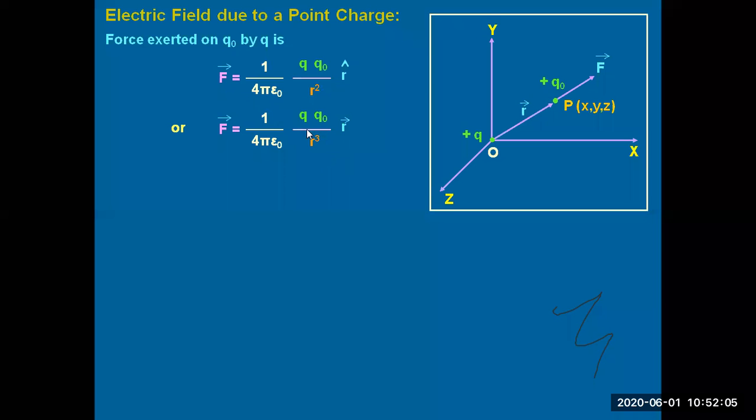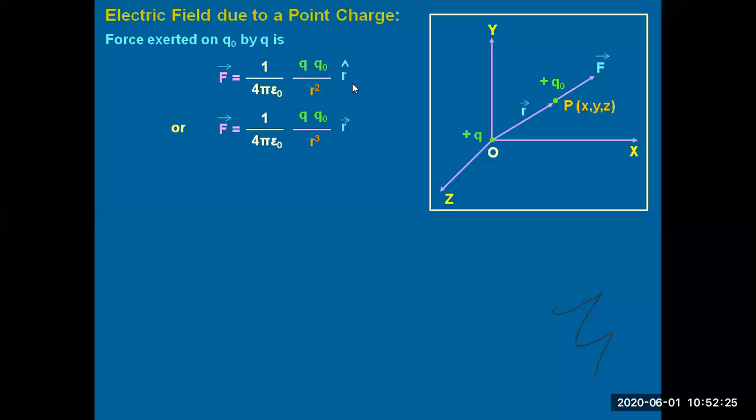That's why we wrote it as R cube. I'm explaining it again. This is the general formula: F is equal to 1 by 4 pi epsilon naught Q into Q naught divided by R square multiplied by R cap. When you see this cap symbol here, it is a unit vector and its value will be equal to 1.